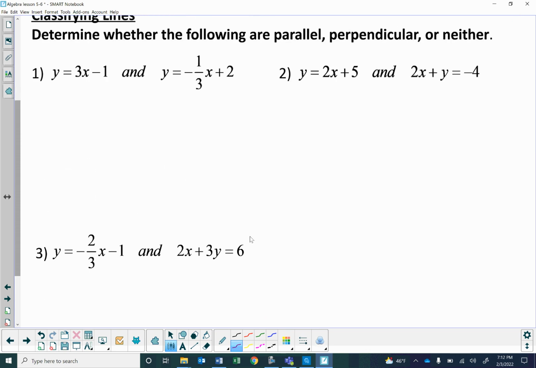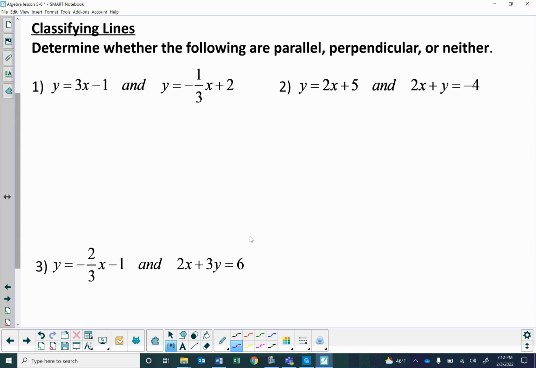It says, determine whether the following are parallel, perpendicular, or neither. And notice how to spell parallel and perpendicular, please. It's always annoying to me when people can't spell parallel or perpendicular. So pay attention to the spelling.